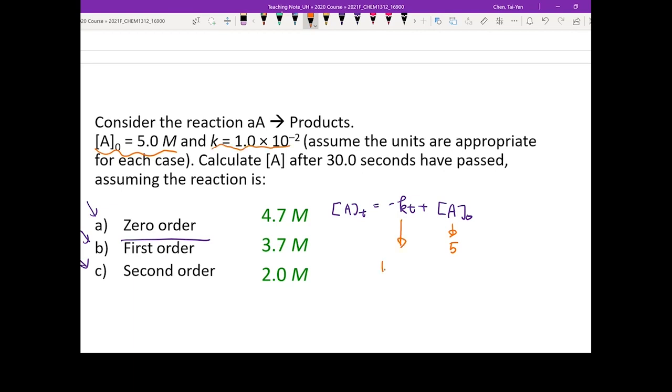k is 1.0 times 10 to the negative 2. What's the time you need? 30 seconds have passed, right? That means actually 30 seconds after, right? So you know your t is 30.